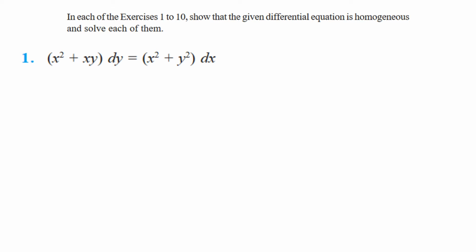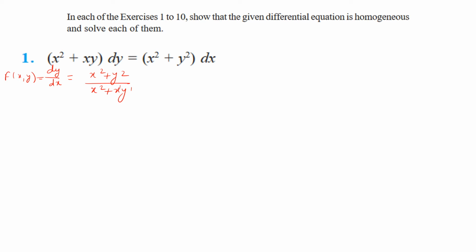So let us see the first question. Now how to check whether it is homogeneous or not. dy by dx is equal to f of xy, which is equal to (x square plus y square) upon (x square plus xy). Clearly you can see that the degree of each individual term is 2: x square is 2, y square is 2, x square is 2, and xy will also be 2. It's a homogeneous differential equation, but we need to check it.